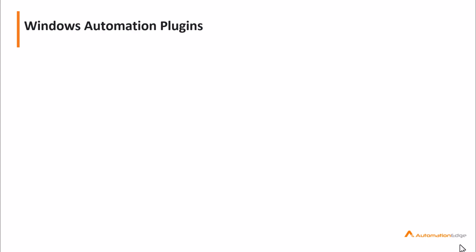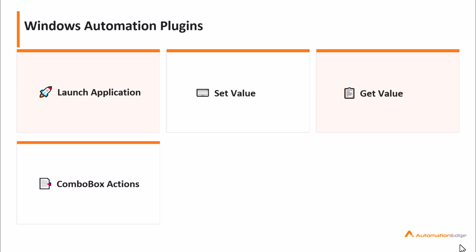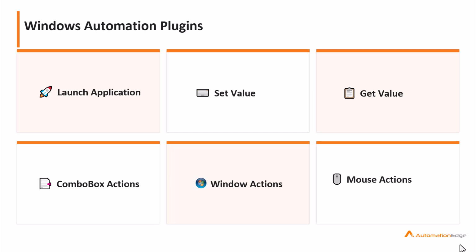Let's look at the building blocks of Windows Automation. Launch application, to open any application. Set value, used to enter data into text fields and areas. Get value, to read data from the screen. Combo box actions. It is used for drop-down menus, lets you automatically select any item from the list. Window actions, to manage application windows. Full control over application windows. Maximize, minimize, restore, close. Mouse actions. Think of it as your virtual hand on the screen for clicking, dragging, scrolling, and more.